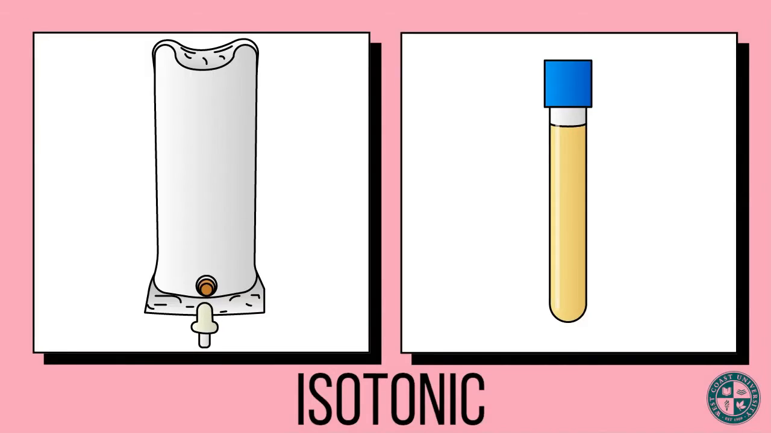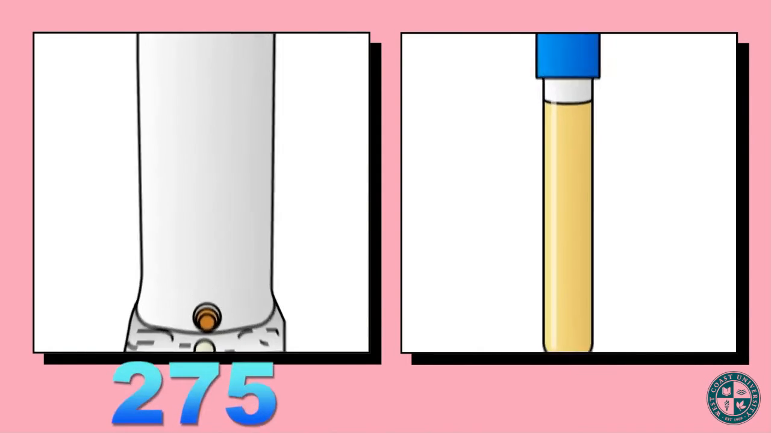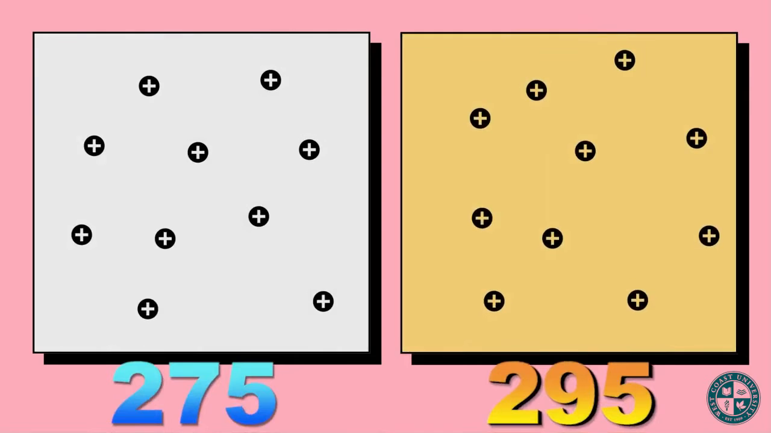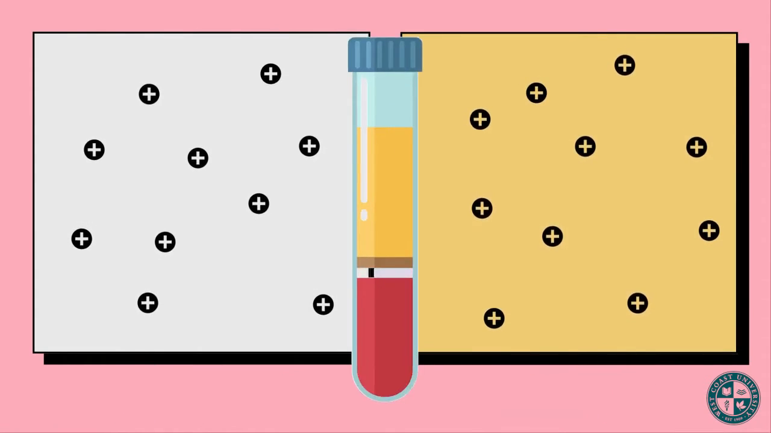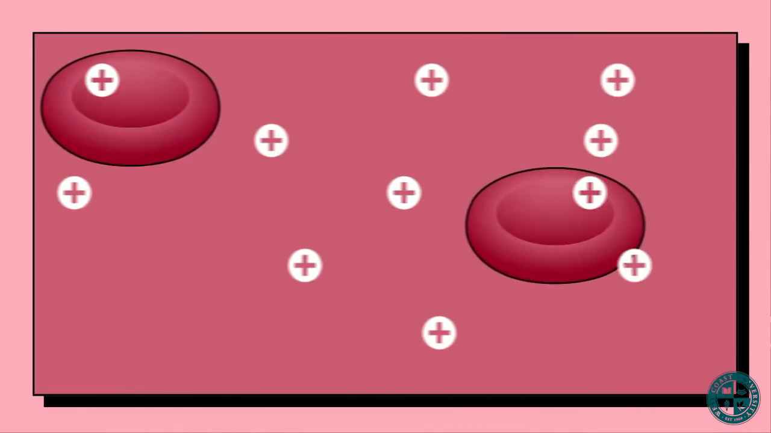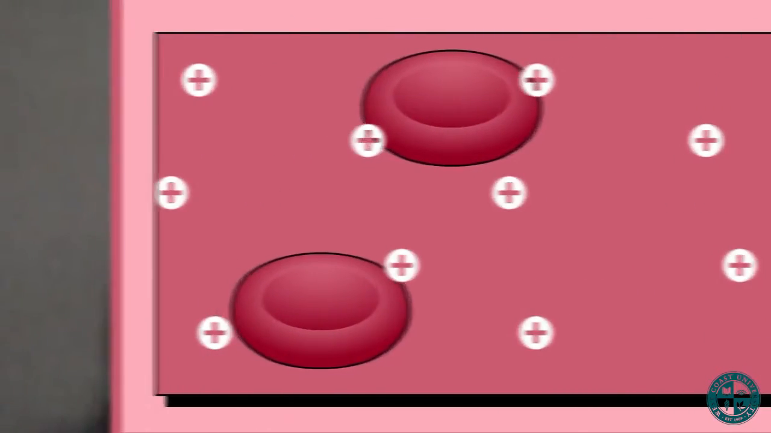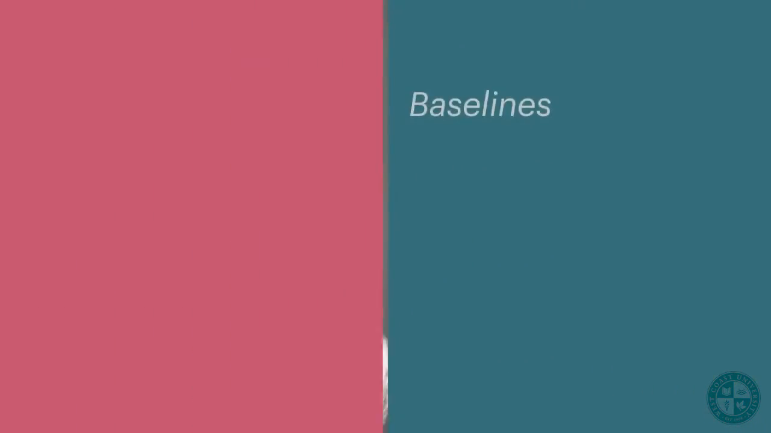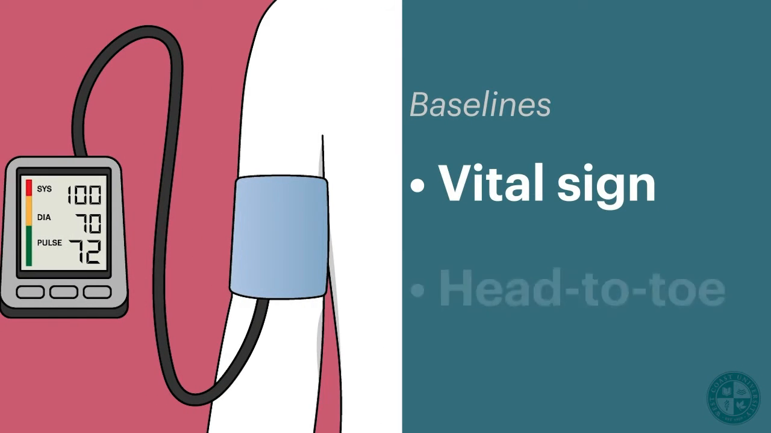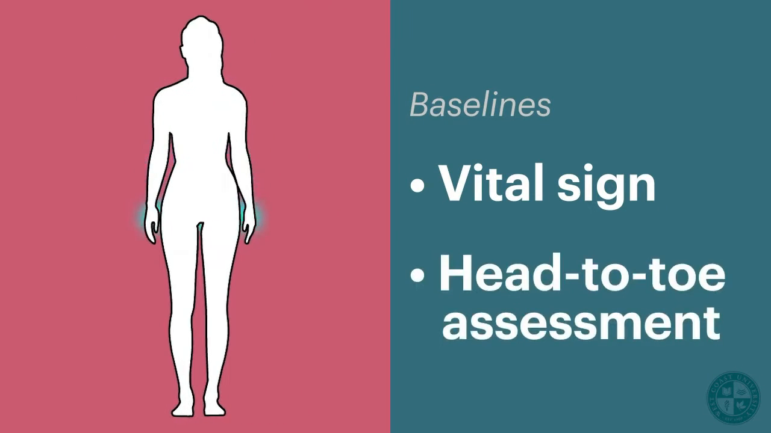Isotonic solutions have an osmolarity between 275 and 295, which is similar to that of plasma. This type of fluid is distributed in the intravascular compartment without affecting the cell. These solutions are predominantly used to treat fluid volume deficit. Before we administer any solution, we need baseline vital signs and a baseline head-to-toe assessment.